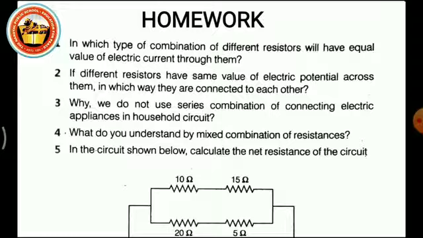First question: in which type of combination will different resistors have an equal value of electric current through them? Second question: if different resistors have the same value of electric potential across them, in which way are they connected to each other? Third one: why do we not use a series combination for connecting electric appliances in a household circuit?